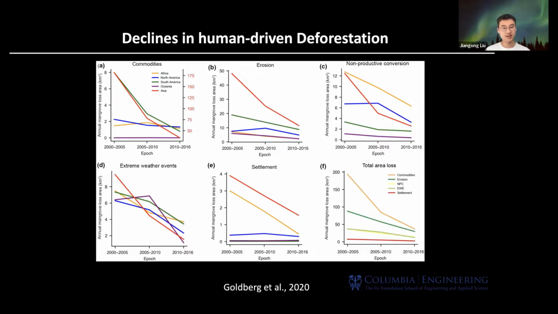Good news is that the deforestation rate for mangroves has slowed down a lot, especially in Asia and South America. Yeah, we can see from this picture the red and the blue lines. And many other papers and sources also confirm this, because people begin to realize that they are quite important ecosystems.